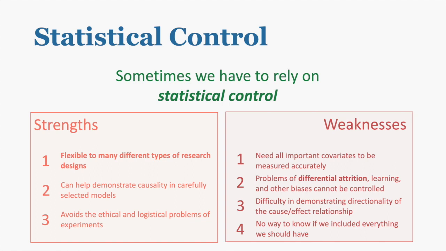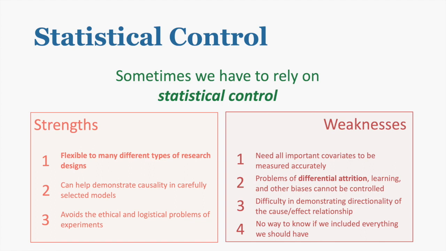So on the other hand, you have statistical control. Its strengths are that it's flexible to many different types of research designs. It works in just about any research design, actually. It can help demonstrate causality in carefully selected models. We're going to talk about how to think about this more deeply. It avoids the ethical and logistical problems of experiments. It just lets people live their life. That's often, it has more external validity than experiments, but it's very difficult to have the same internal validity as experiments.